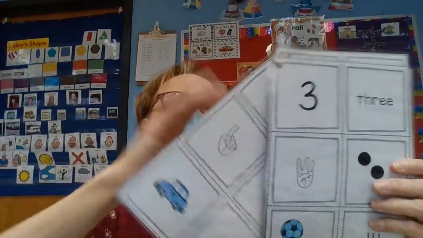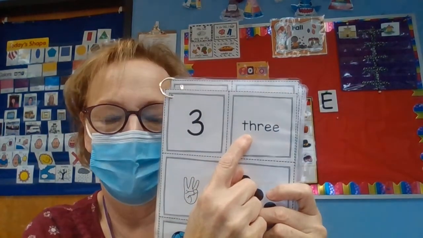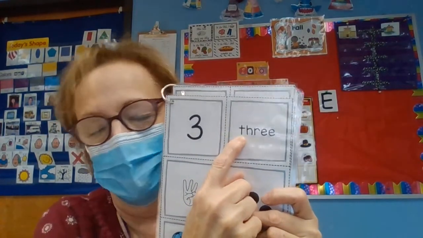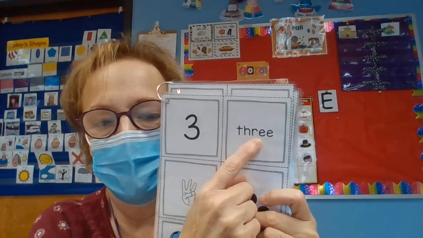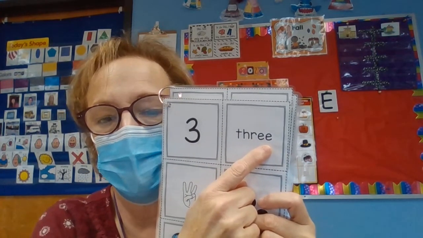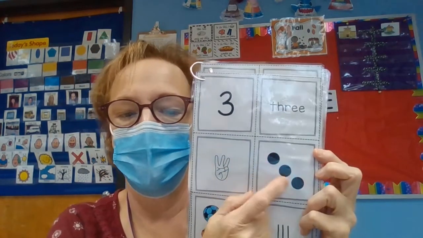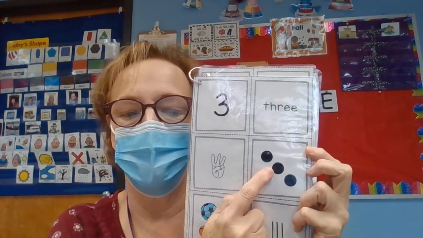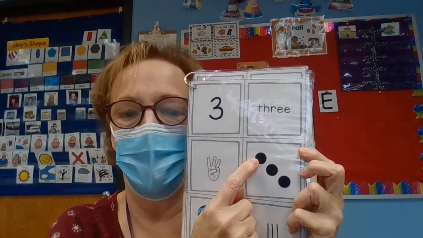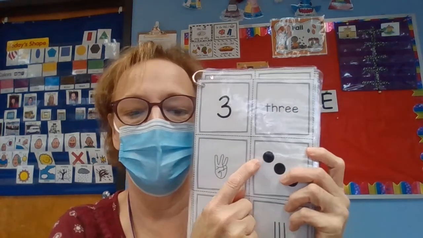Then we've worked on 3. And 3 is a long word, longer than the other ones to write. T-H-R-E-E. That's how you spell the word 3. And now look what we have. We have 1, 2, 3 dots. Help me count. Now we have 3 fingers. 1, 2, 3.